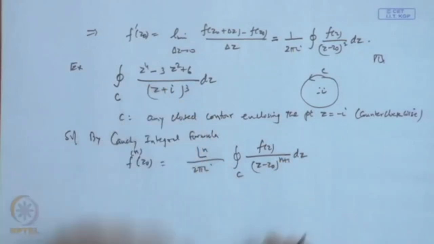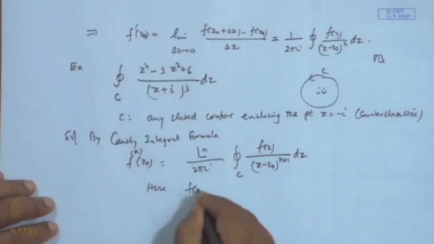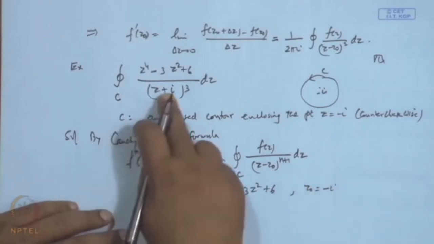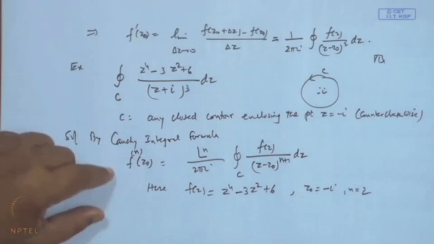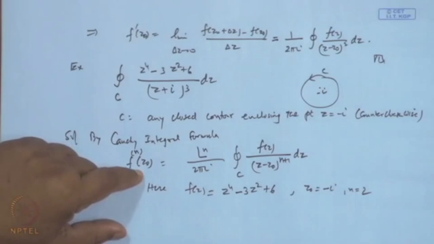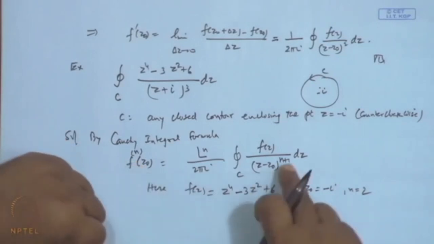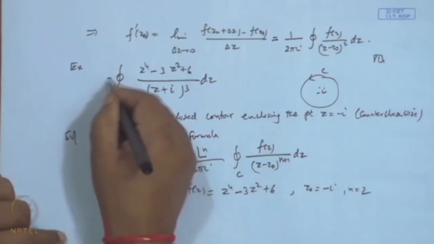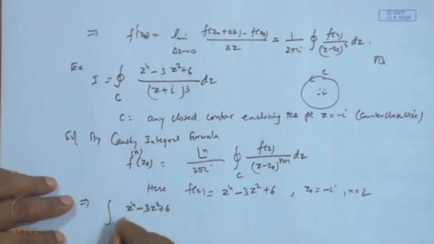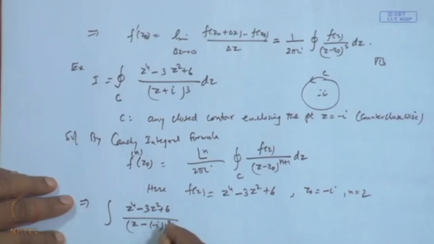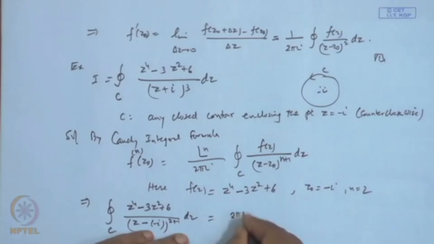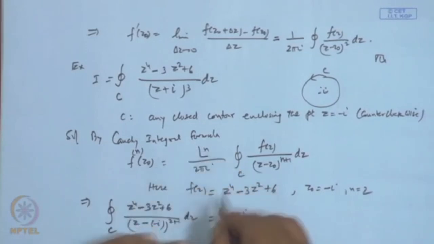If we compare this integral with that, f(z) here is z⁴ − 3z² + 6, and z₀ is −i, and n becomes 2. So basically this is the same as f″(z₀), the second derivative of the function at the point z₀. So the integral of (z⁴ − 3z² + 6) over (z + i)^(2+1) dz along the simple closed curve C, which encloses the point −i, will be equal to 2πi times 2 factorial, and then the second derivative of this.